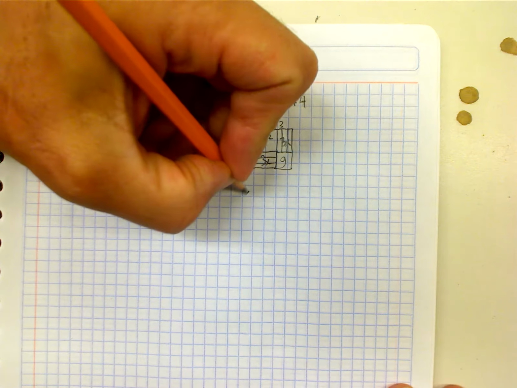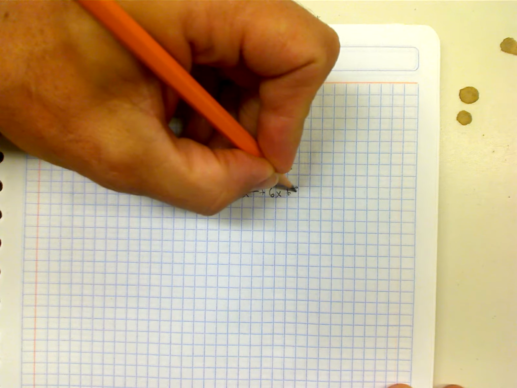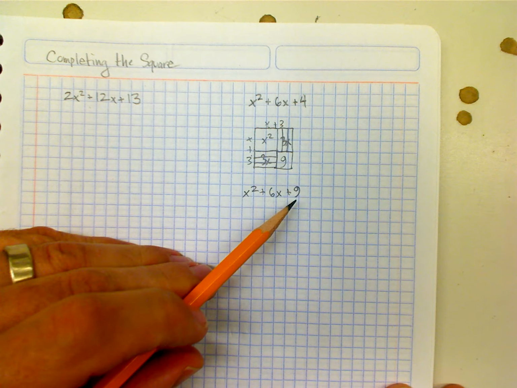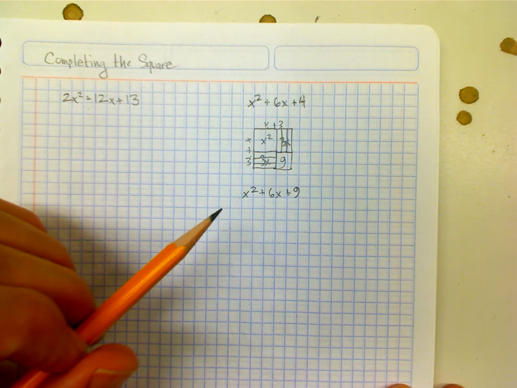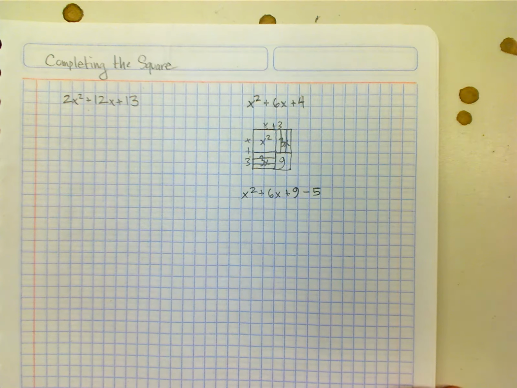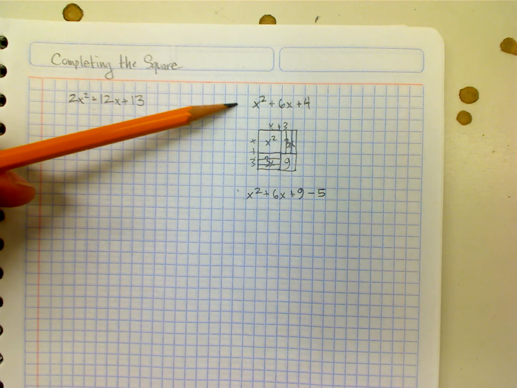And of course, we don't have 9 units. We just have 4 units. And I can't just change my 4 to a 9. This is a totally different expression than the one that I started with. So in order to get back to the original expression, I have to subtract off 5 of those units. And now you see this expression that I've written here is equivalent to this one.